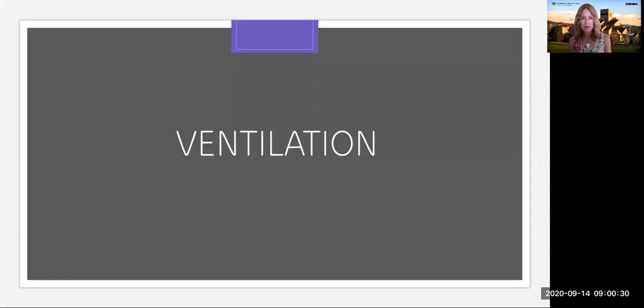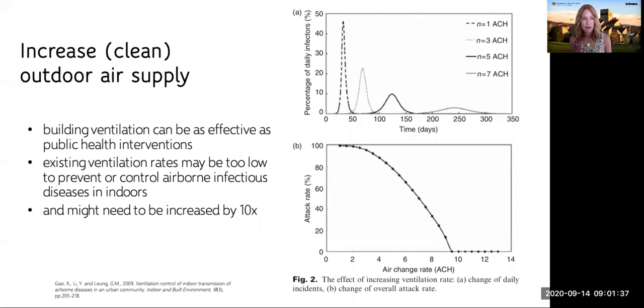And starting with ventilation, just a few comments on what is the appropriate indoor air supply. In this analysis, building ventilation was shown to be as effective as public health interventions, but existing ventilation rates are too low to prevent or control airborne infectious diseases indoors, as we are finding out rapidly, and we would need to increase them possibly by even 10 times.